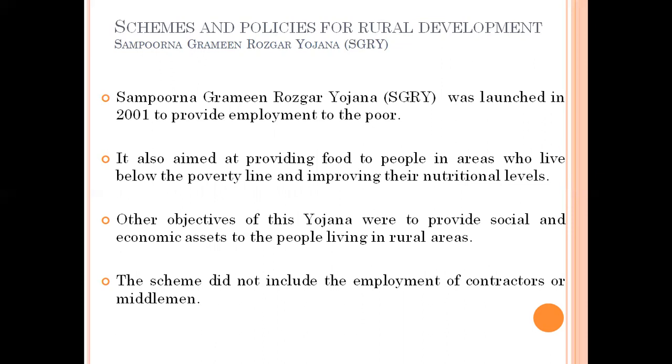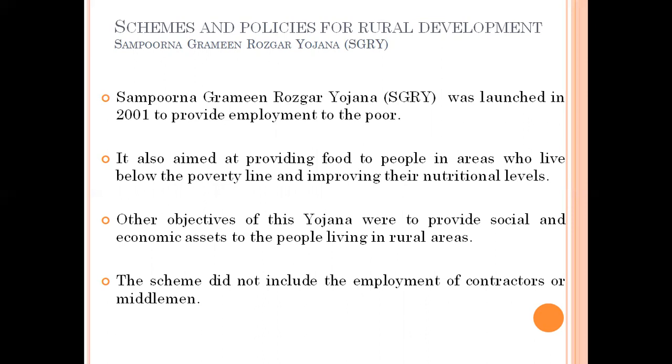From 21st February 2003, this scheme became an allocation-based scheme, and it was implemented through the Panchayati Raj Institutions. This scheme was launched on 25th September 2001. Before that there were two schemes, named Employment Assurance Scheme and Jawahar Gram Samriddhi Yojana. The government merged these two schemes together.